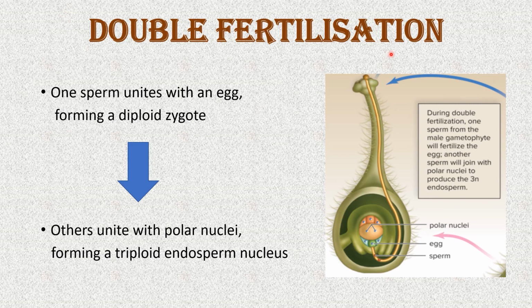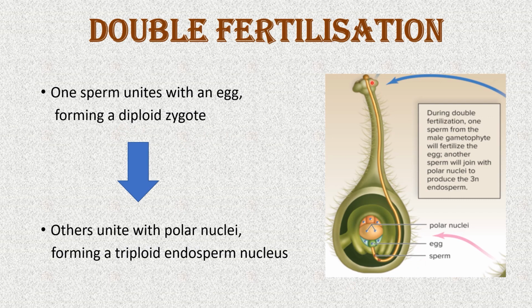Double fertilization. What is double fertilization? It is actually one sperm that unites with an egg, forming a diploid zygote. Like how it happens in a human, in the human reproductive part, that's in the ovary, in the female. That's how it also happens in the flower.